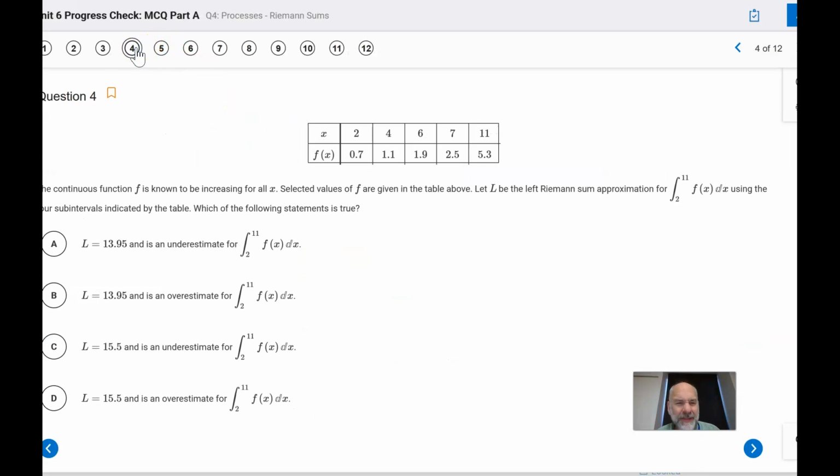First derivative test. Next one, okay, and now they want a left Riemann sum, but they're just going to give you points. So instead of having a function, you've got a table of values. So it's very similar to the earlier one. I'm going to skip that one.